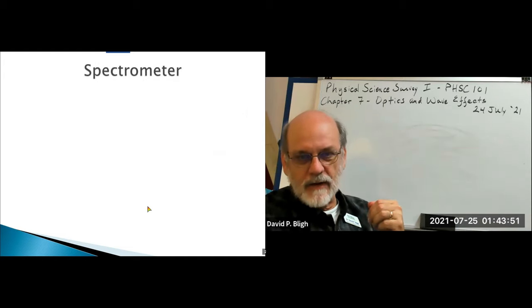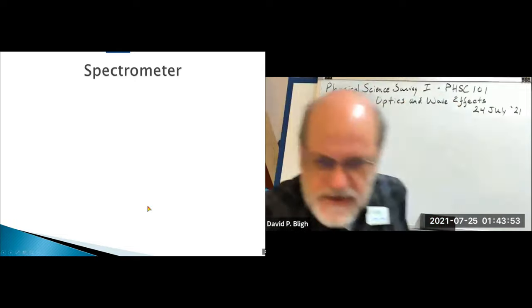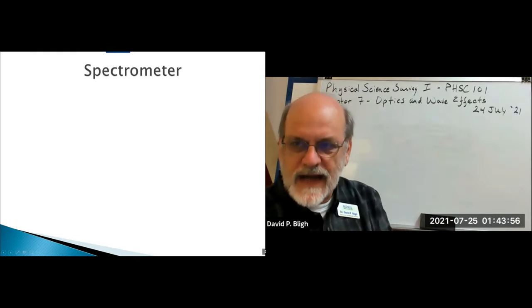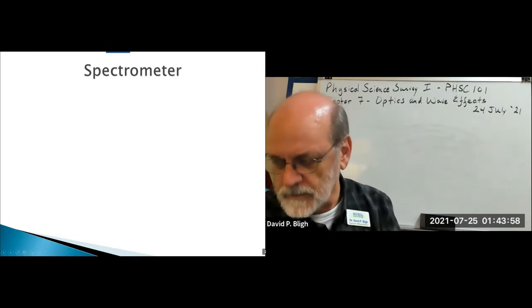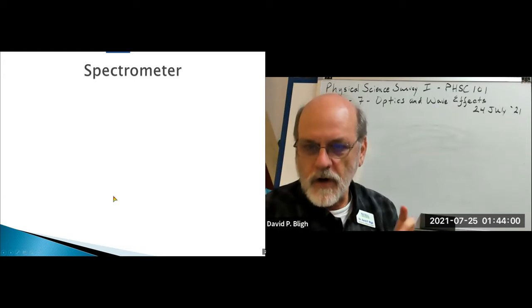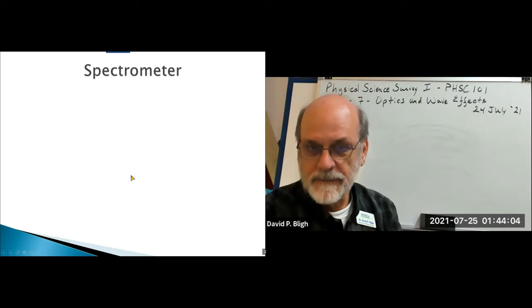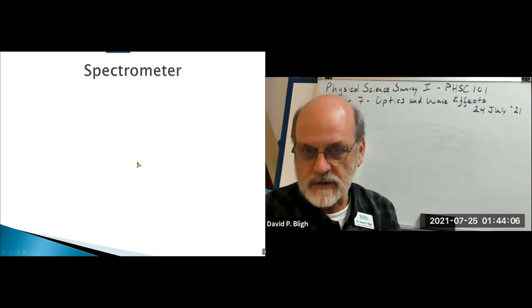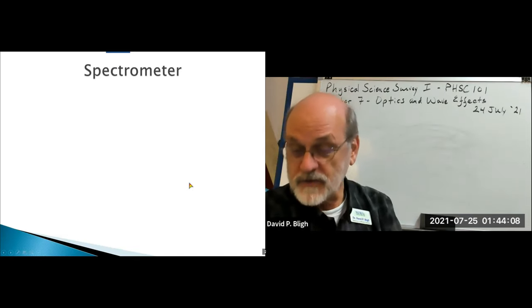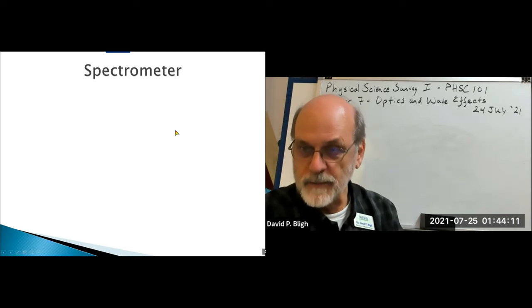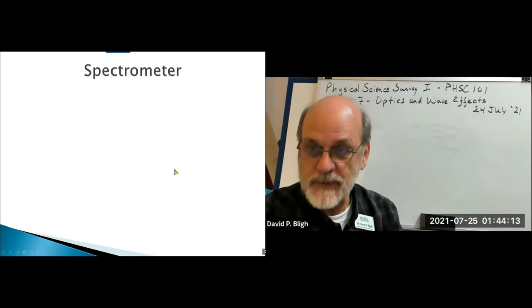All right. Now, in the sciences, we use this phenomenon of dispersion for quantitative analysis of different materials. And to do that, we use a spectrometer. Spectro meaning spectrum of light, and meter meaning measure. So we measure the spectrum.